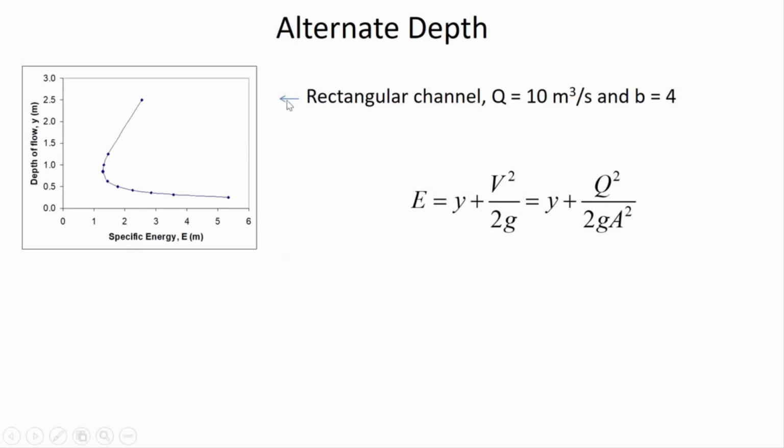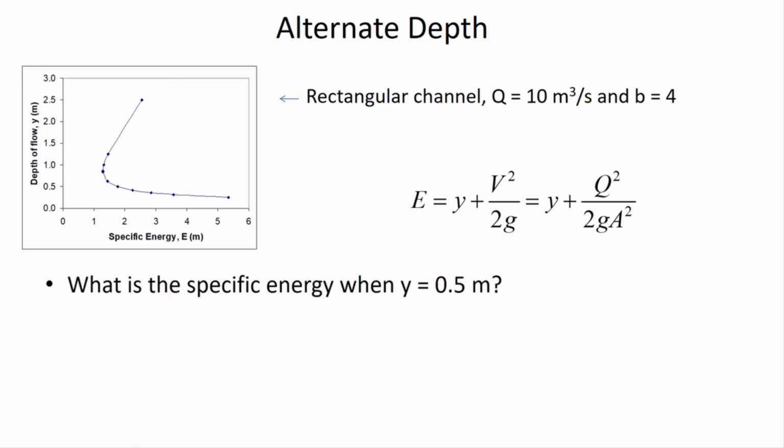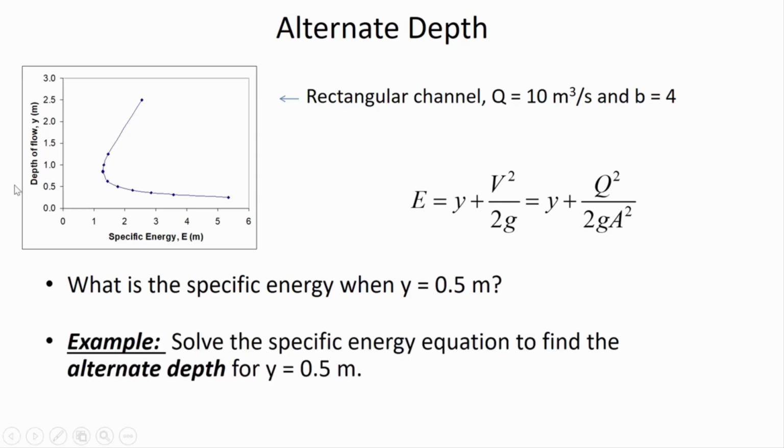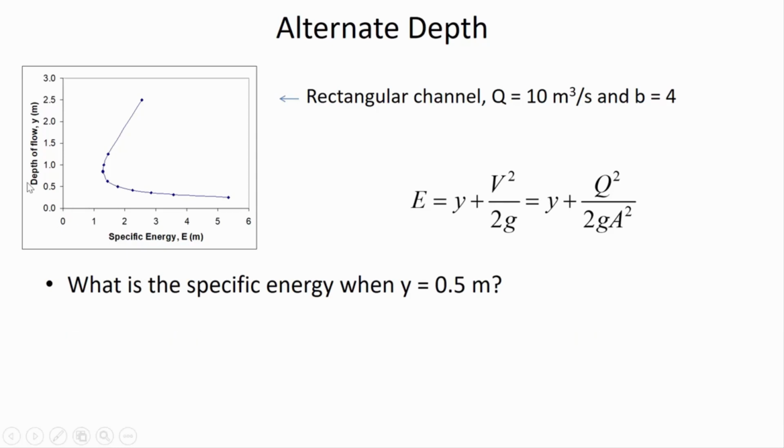All right. Alternate depths are situations where the same amount of specific energy yields 2 different depths of flow. And so if you draw a vertical line from any particular specific energy and you cross the graph in two locations, then that means that there's two different flow depths that could occur. And so if the depth is 0.5 meters, you can solve for the specific energy that goes along with that depth just by, from the graph, going over, intersecting.